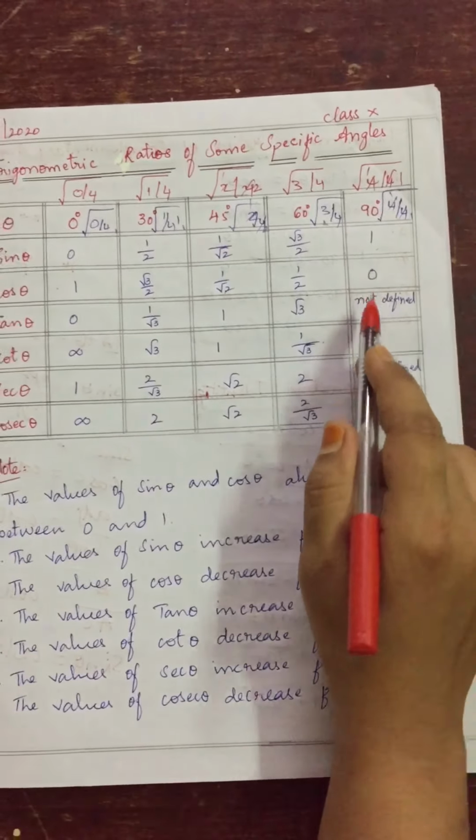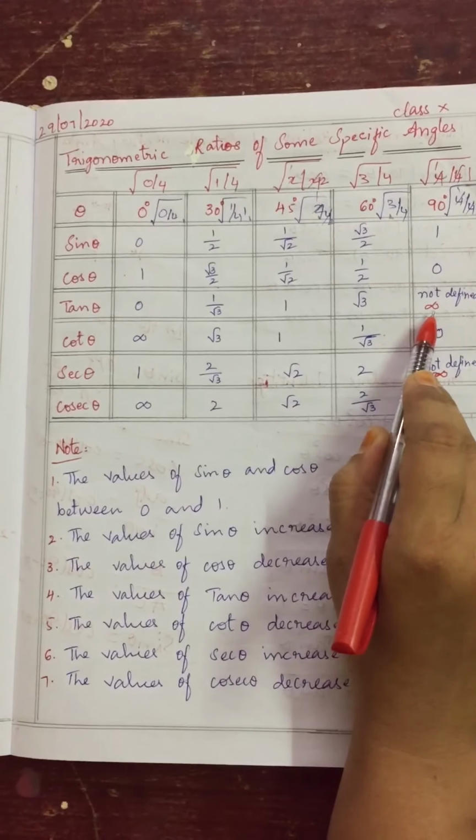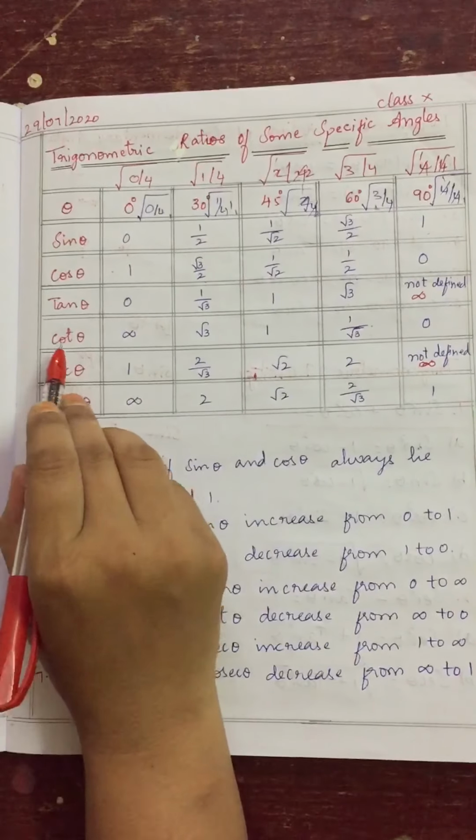1 by 0. Any number which is divided by 0, the answer is not defined. That means infinity will come. We can't define that. We can't divide that. Am I clear children? Now next is cot theta.